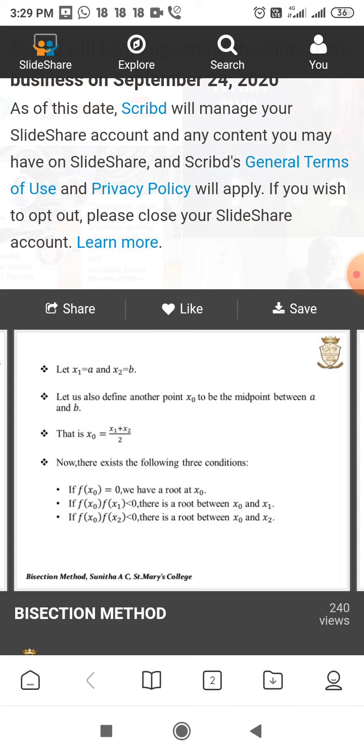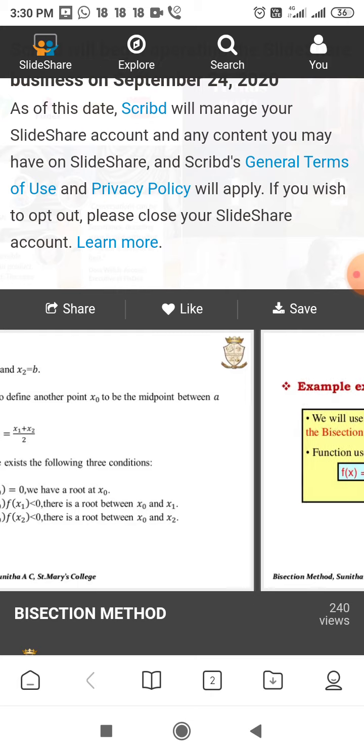So x1 is equal to a and x2 is equal to b. Let us also define another point, x0, the midpoint between a and b. So x0 is equal to (x1 + x2)/2. Now there exist the following three conditions. If f(x0) is equal to 0, we have a root at x0. If f(x0)f(x1) is less than 0, there is a root between x0 and x1. If f(x0)f(x2) is less than 0, there exists a root between x0 and x2.